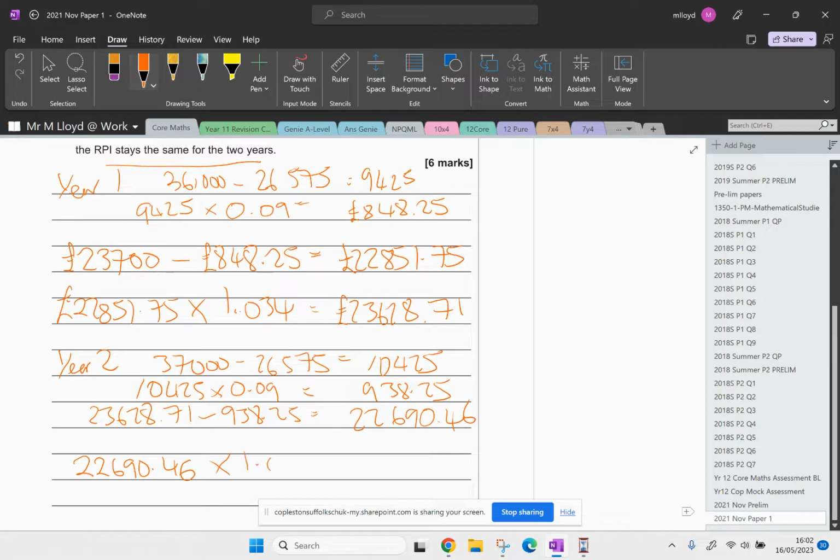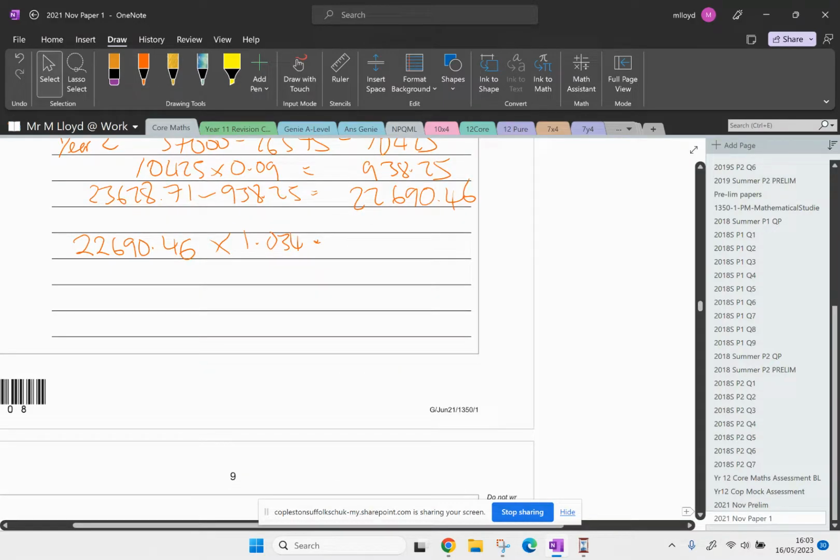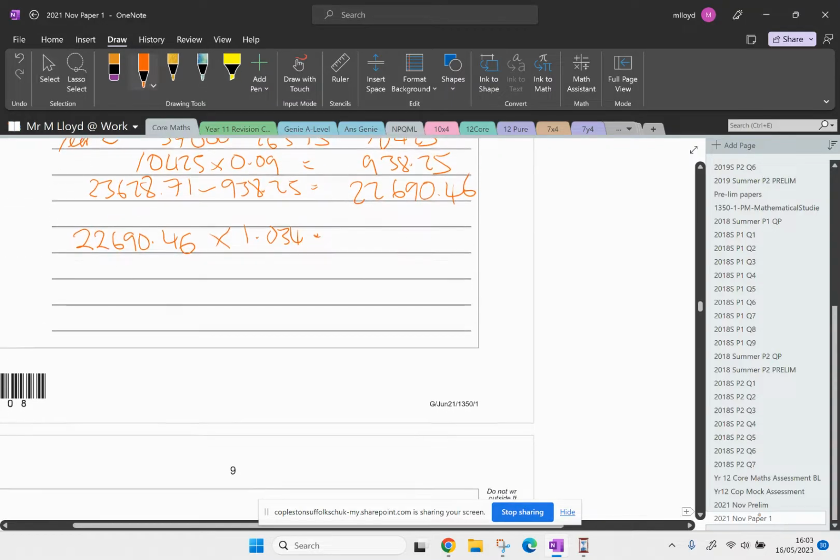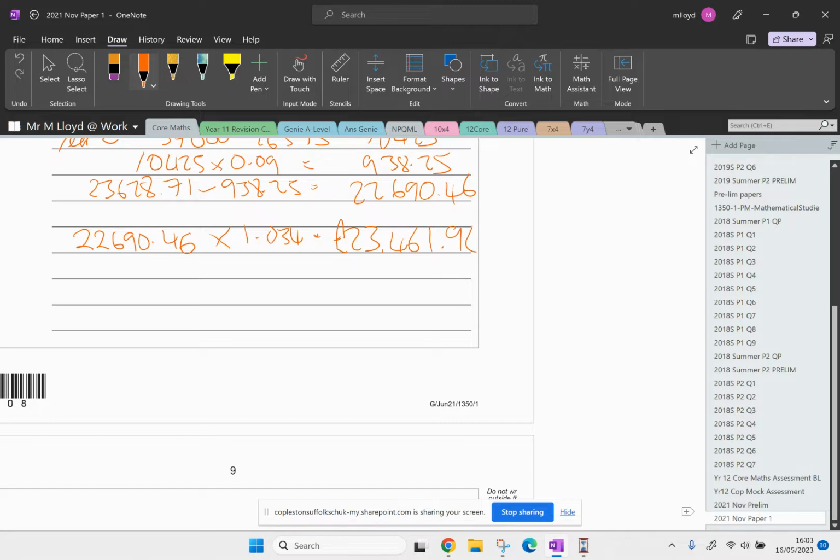The interest rate has remained the same. This will be my final answer. God blimey, goes all the way down there. £23,461.94. Right, I better check that. Yep, looking good on my mark scheme. They give you 3 options because of the rounding for the pennies. So you can have 92, 93 or 94p.